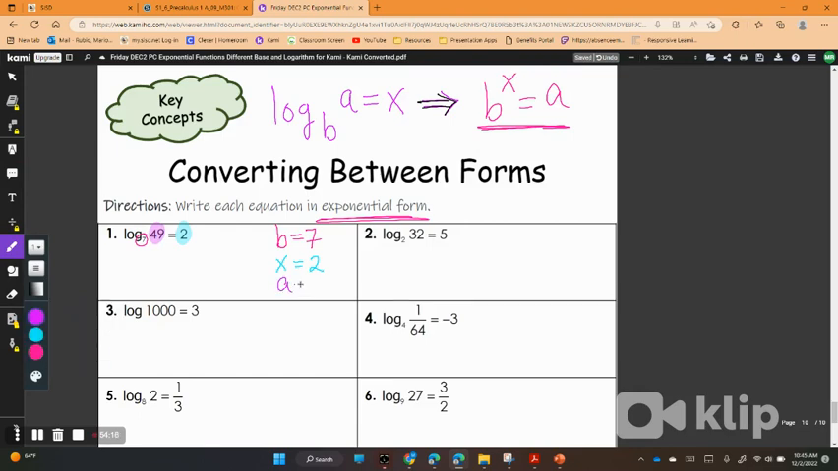So let me see, my b, my x, and my a is 49. So when I rewrite it, I know I want it to have the form b raised to the x equals a. So I'm looking for this form: b to the x equals a. So I'm going to rewrite it. 7 raised to the second power equals 49.